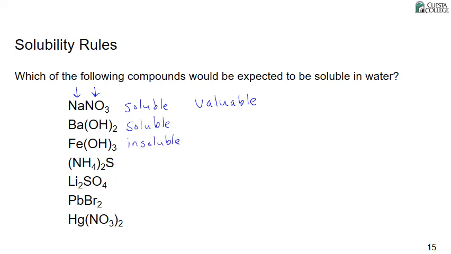Ammonium sulfide. Ammonium is one of those special group 1 kind of cases. This would be soluble. Lithium sulfate, because of lithium being always soluble, that's soluble. Lead 2 bromide, that's one of the exceptions to bromide, so that's insoluble. And mercury 2 nitrate. Well, all nitrates are soluble, so this one is definitely soluble.